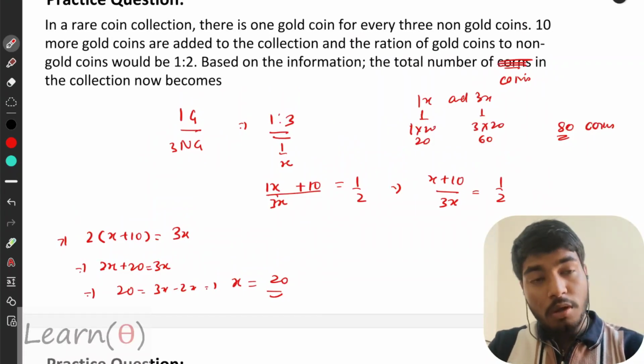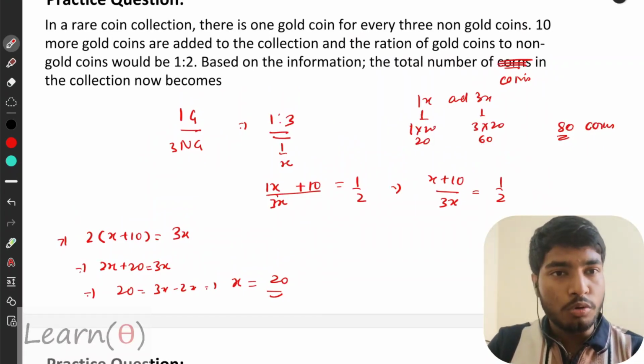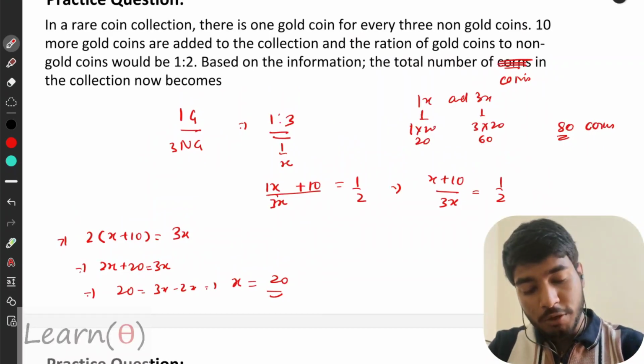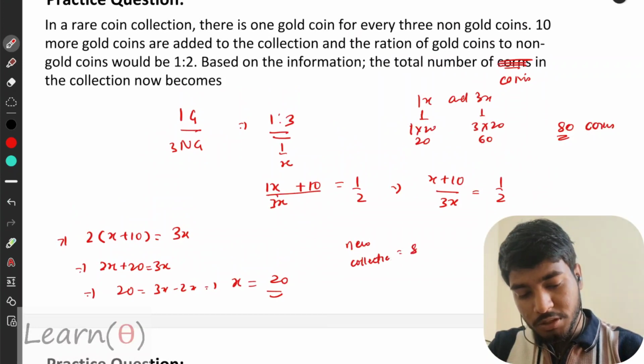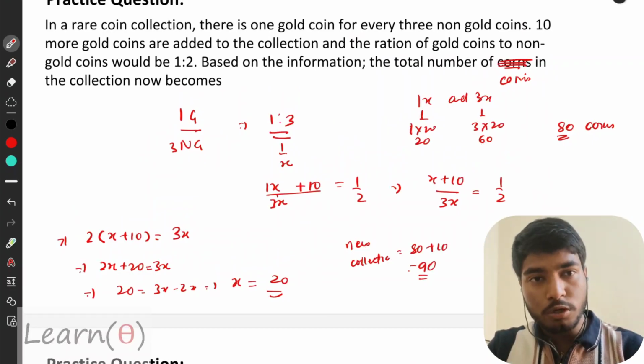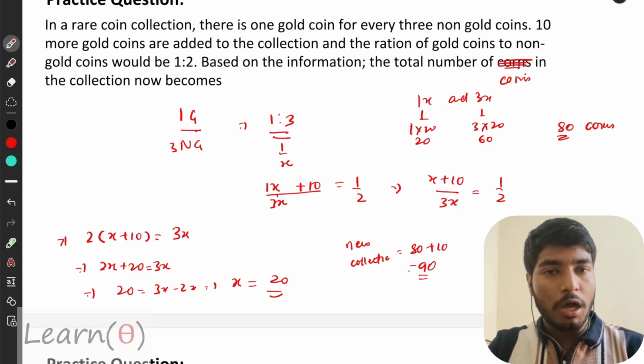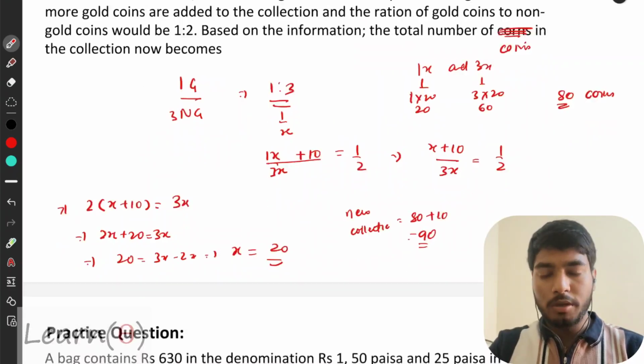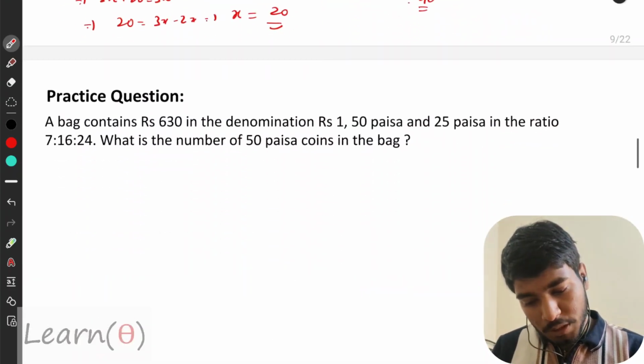What about now? Now 10 coins are added more. Therefore, the new collection is equal to 80 plus 10, that is equal to 90. Here 90 total coins are present over there. I hope this is clear. Okay, good. What about this?